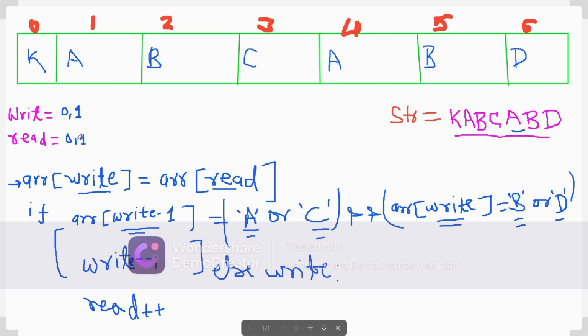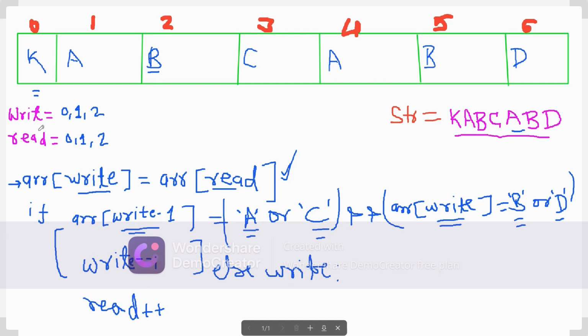Okay, so see here we are at 1 and 1. So we will check whether write minus 1, what it is. At write minus 1 it is k only, which is not a or not c. So that means we have to increase write as well as read both. So it would become now 2, and this guy also would become 2. Okay, so at 2 both of them are same, so b is already there. So even if we do this assignment, this is b only already sitting there. Okay, so we are done till here.